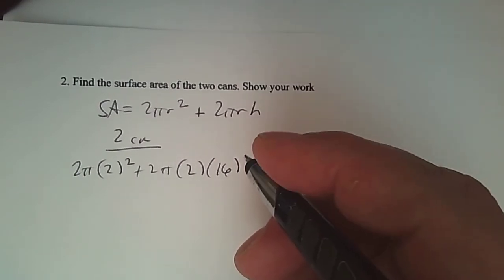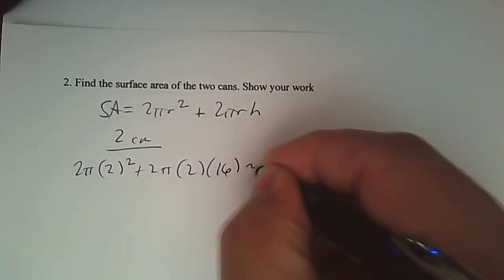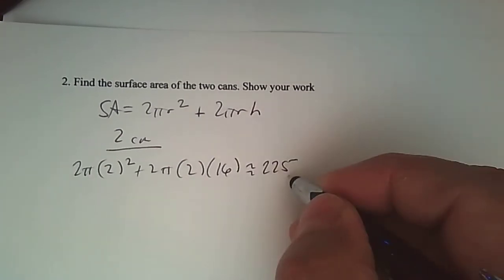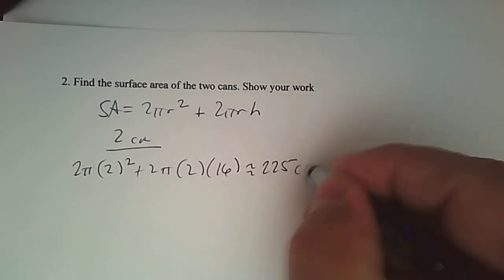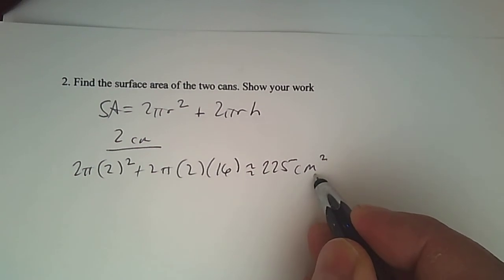So if you do that correctly, what is the approximate surface area? Use your calculator. The answer matters like what you round to and stuff, but the answer is about 225 centimeters squared. Now, the reason we say squared here for the surface area is now it's area.